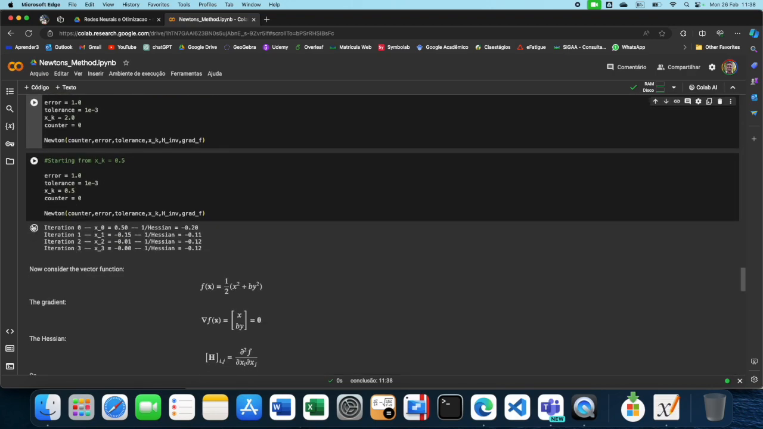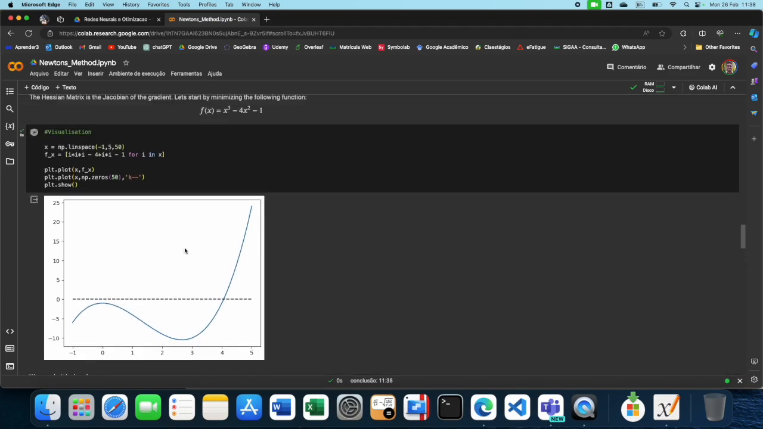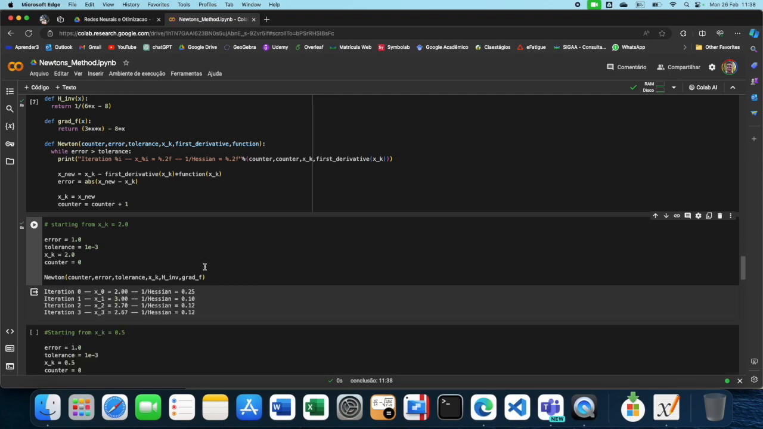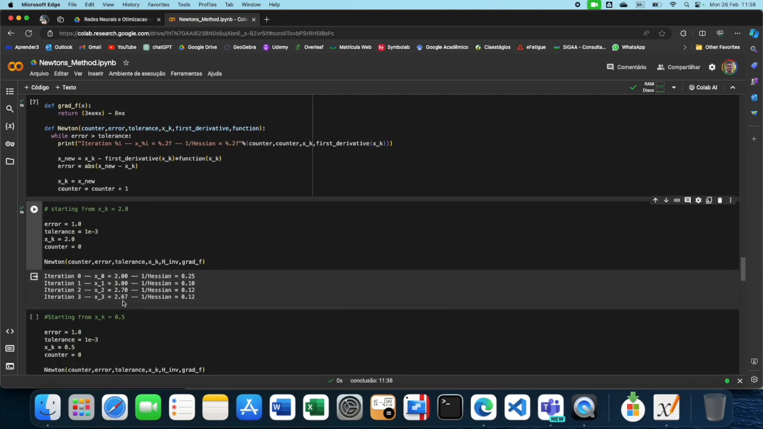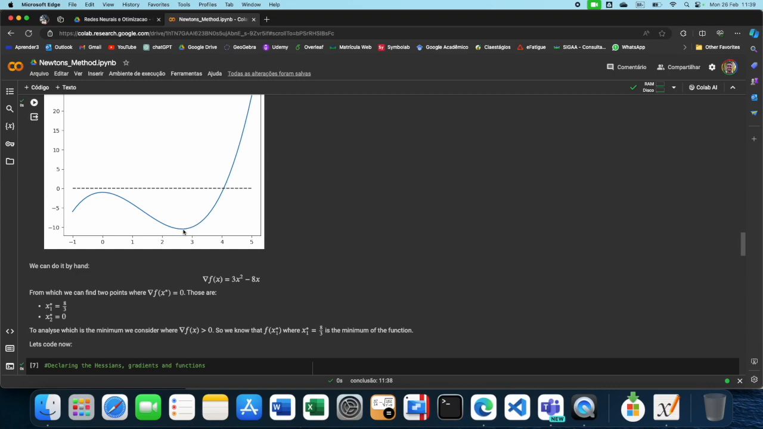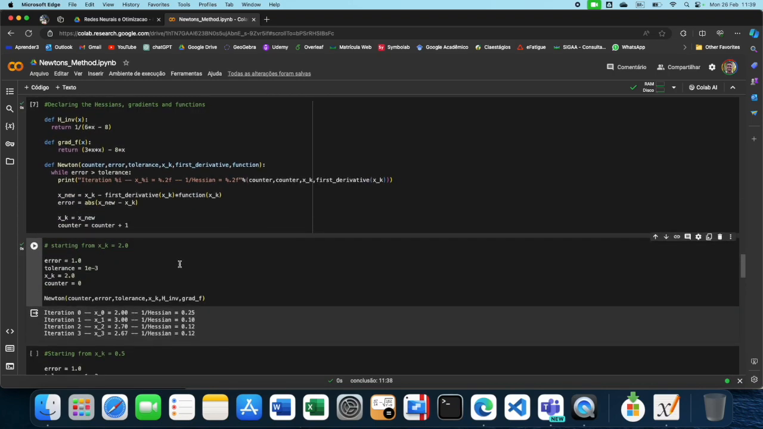Okay. So starting from the point xk equals 2.0, let's see where it is. Starting from here. Okay. We found that the minimum of the function is the point 2.67. And this is what visually you can see here. 2.67 is the minimum point. Okay. And look that this method is very quick to find the answer. In only 4 iterations, the method found it.